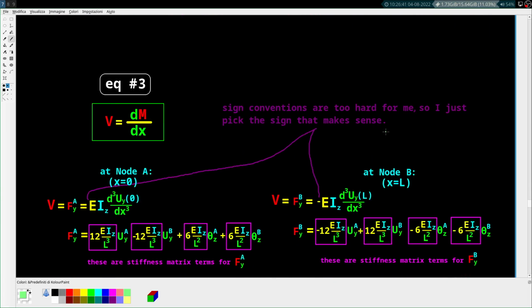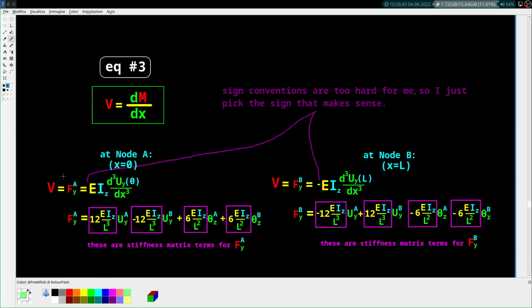But yeah, so basically your shear force, V, is just your applied force, F in the y direction, and then the signs, again, we'll pull out the signs that make sense. So in this case, we want a positive force to move the node up, right? So at node A, these have to both match. So again, there's no negative sign here. But for this one, a positive force at B has to cause a positive displacement at B. And in that case, we need a negative sign.